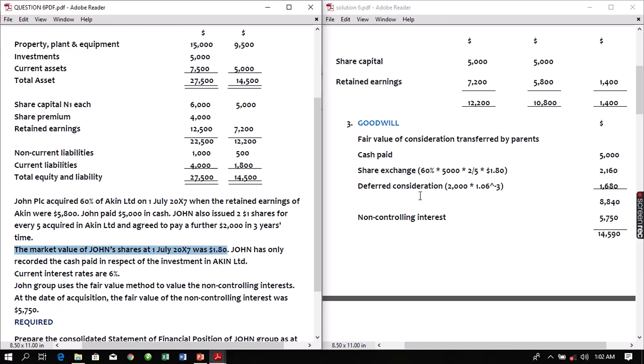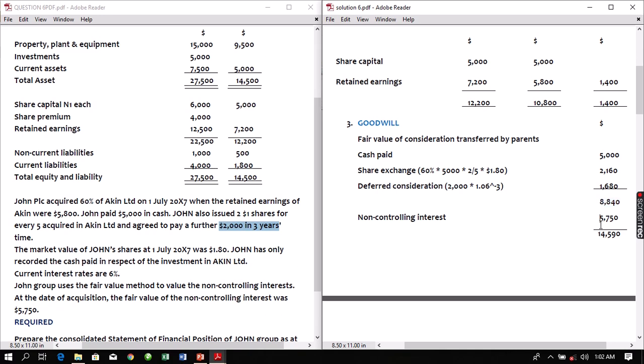Without forgetting how to treat my deferred consideration, we said deferred consideration, we discount it to present value. Very easy. In this question we are told that the interest rate is 6% and we want to pay 2,000 in 3 years time. I need to discount it to present value. That is 2,000 multiplied by 1.06 raised to the power of -3, because we want to pay it in 3 years time, giving us a total of 1,680. And adding these three together, the total fair value of consideration transferred by the parent is 8,840.